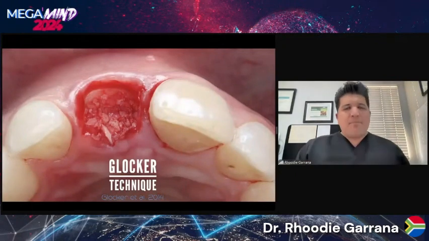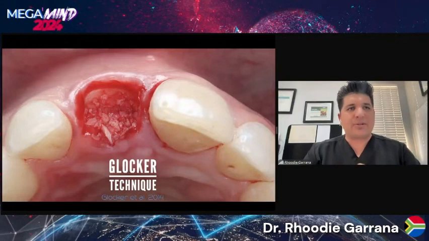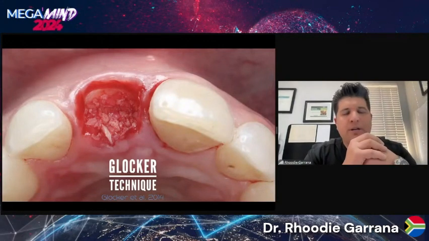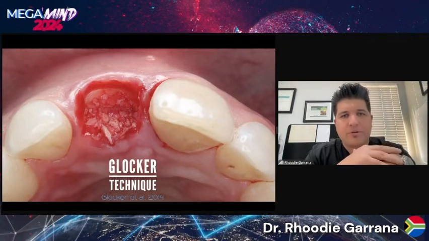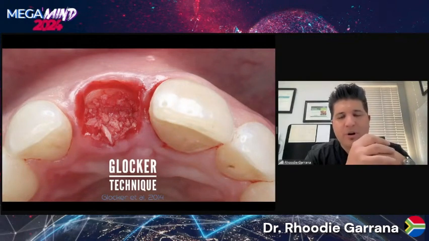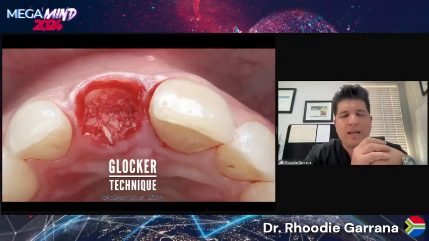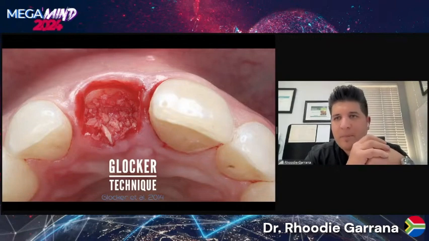It was at this time, though, that I decided that I wasn't going to have enough bone to anchor the implant into successfully. So I changed my plan during surgery, and I grafted the socket with a Glocker technique, as was described by Marcus Glocker in 2014 as a form of ridge preservation.